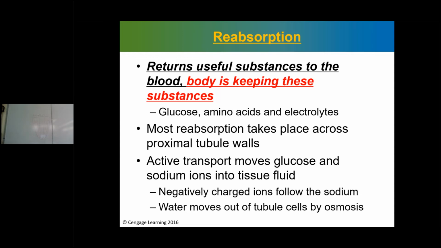Reabsorption returns the useful substances to the blood. So those blood vessels that are covering the tubes of the nephron, right, they're reabsorbing liquids, useful substances like those particles, nutrients. We're keeping those. So glucose, amino acids, the building blocks of proteins, electrolytes. These are all important to be able to reabsorb and contribute to the function of the body.